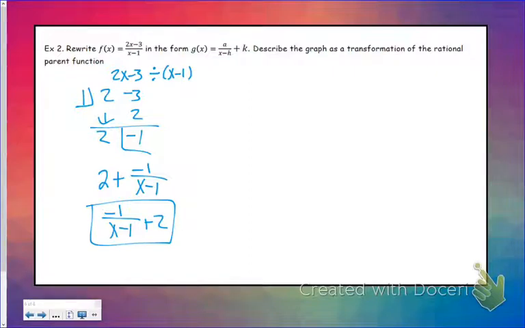And that is in that transformation form. Okay, we would know this would go to the right one, this would be shifted up 2, and it also would be a reflection.